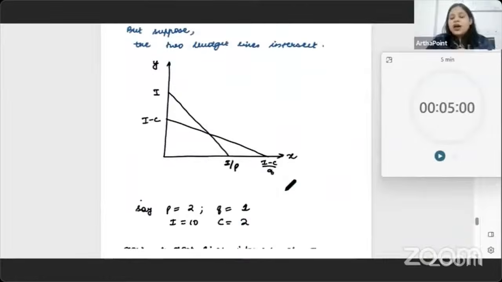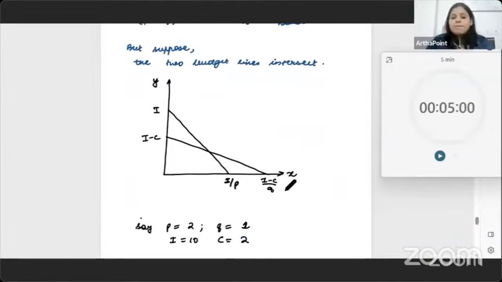So in case 2, I have taken something like this. Let's say the price in your market is 2. The price in the distinct market is 1. The fixed cost is 2. And your income is 10. And let's draw the two budget lines. If I draw the two budget lines, this is how they will look, and these two budget lines will intersect at one point.